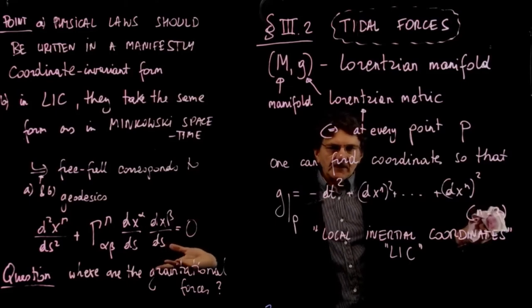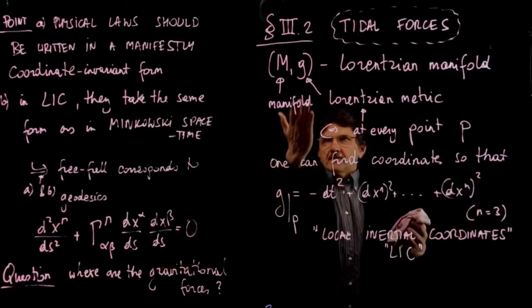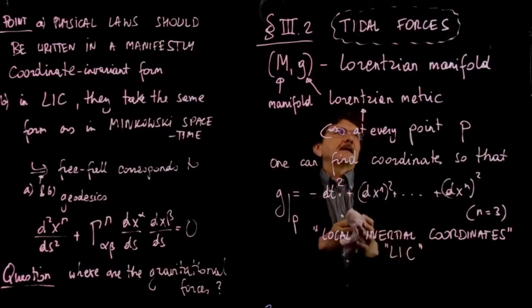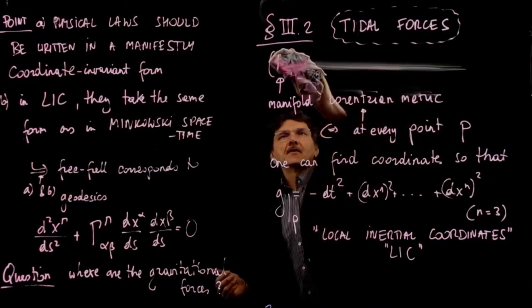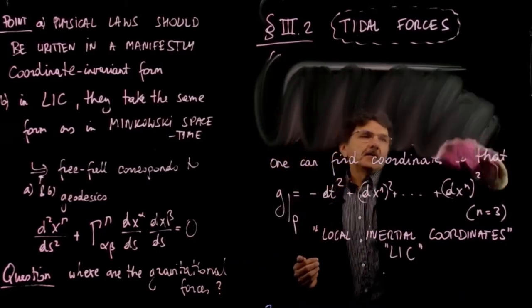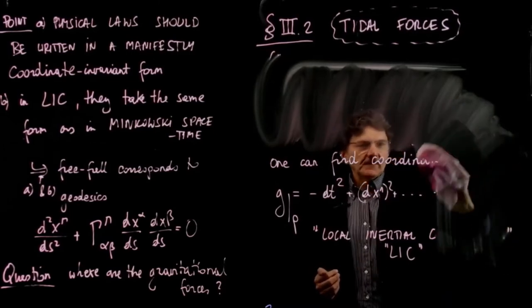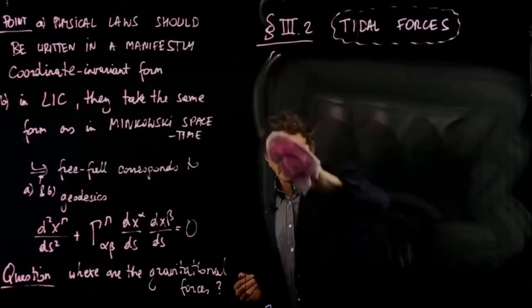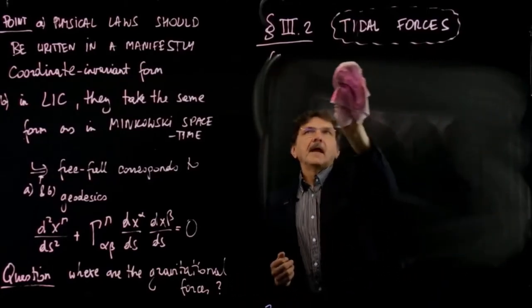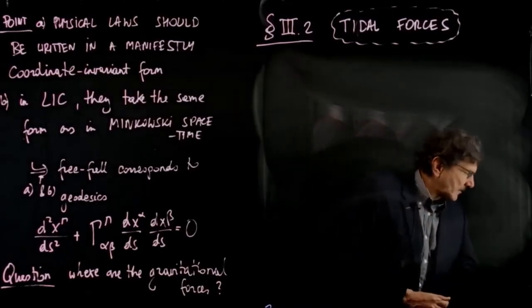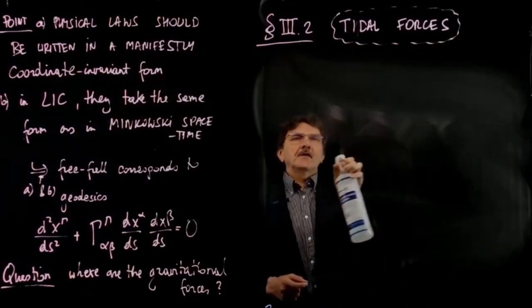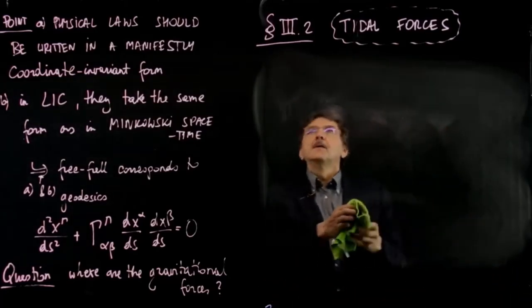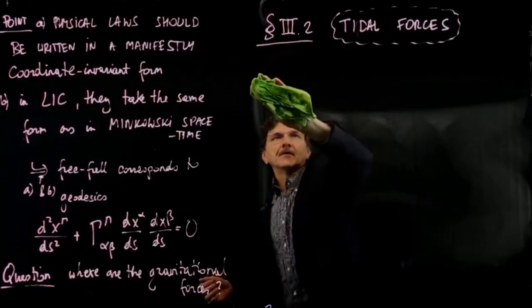What happened with the gravitational field? Of course, the answer will be, well, the gravitational field sits in g, and it has to do with something called tidal forces. Namely, if you just take two nearby geodesics, well, they will be moving with respect to each other. And this motion is governed by something called the Jacobi equation or the geodesic deviation equation. And this is what we're going to derive now.